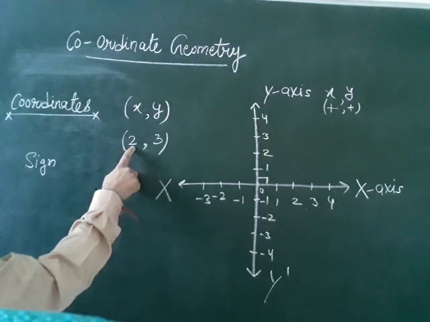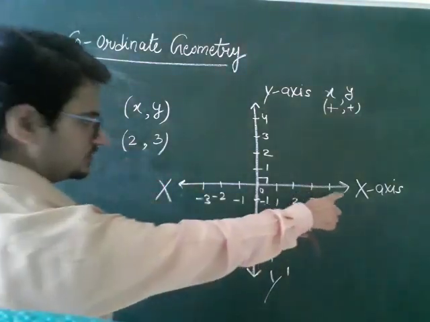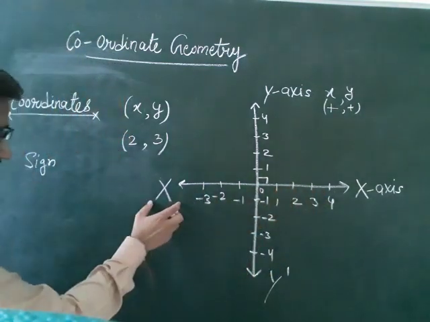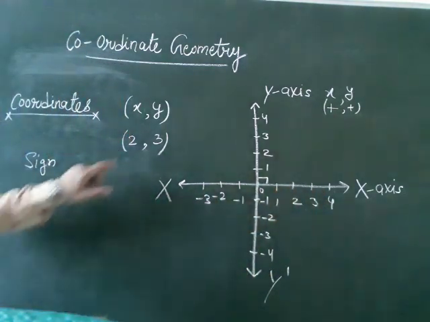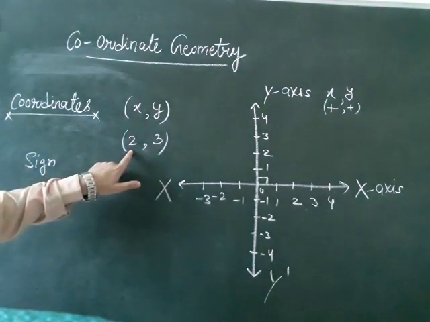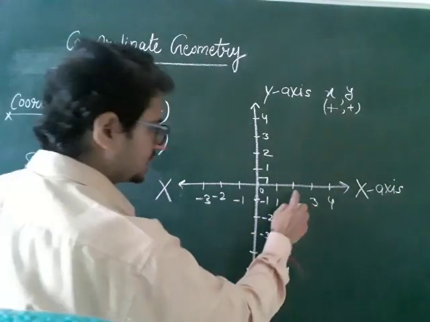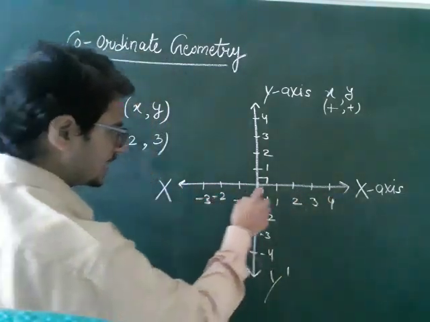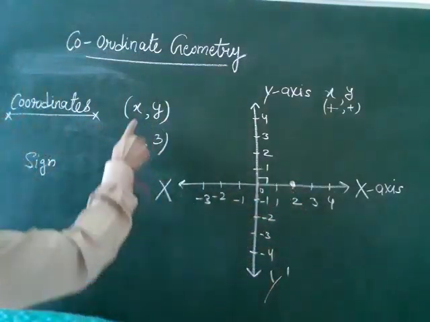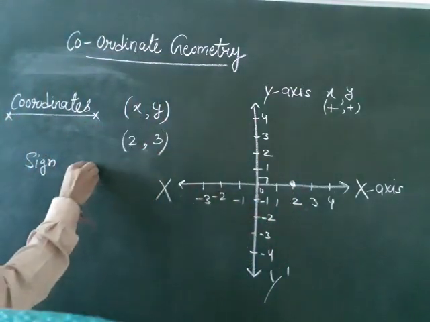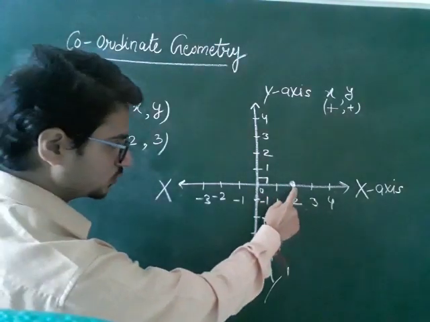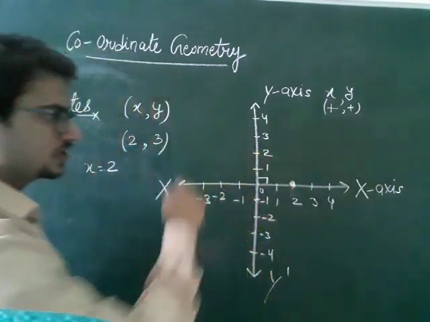x is plus 2 and this is your x-axis, x dash. Here you have the positive x-axis and here you have the negative x-axis, but here we have positive x. x is equal to plus 2, and plus 2 on the x-axis can be found here. Here we have x equals 2. Because it is positive, x equals 2 will be found in the positive direction of the x-axis.